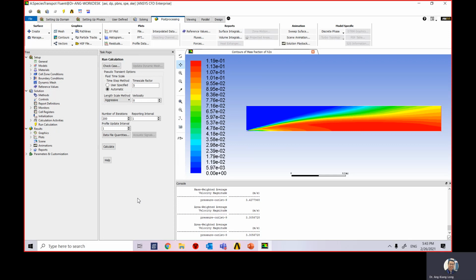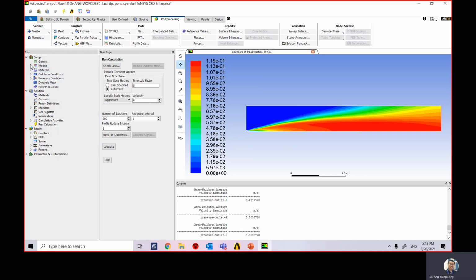There are two types of pollutant: one is thermal NOx and the other is prompt NOx. So we will include both first, and then later we will see the differences if we go for individual pollutant calculation. All right, so how do we include the pollutant in our calculation?